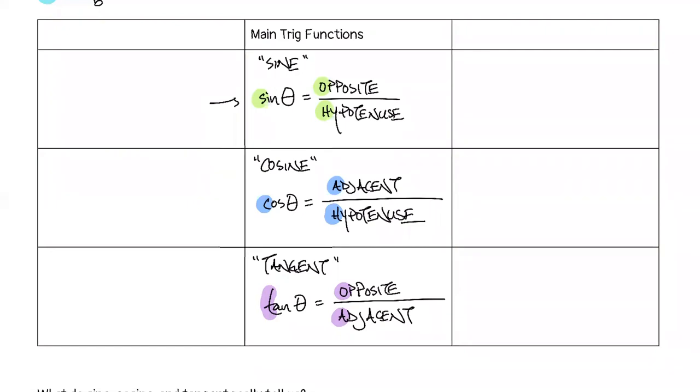Yeah. And Eric, yeah, if you have the angle, you can use the ratio to find the length. And if you have the length, you can use the ratio to find the angle. Exactly. That's, in a nutshell, what we're learning in chapter 5.